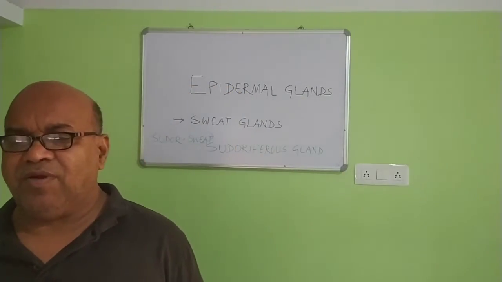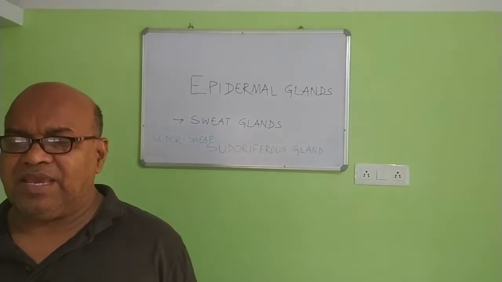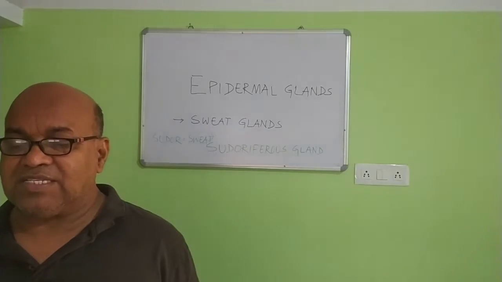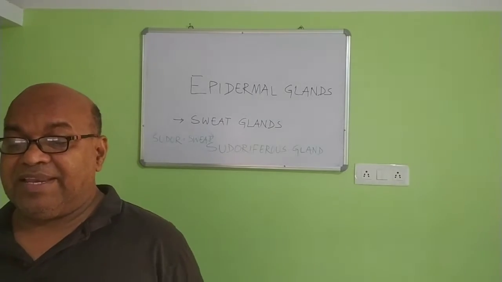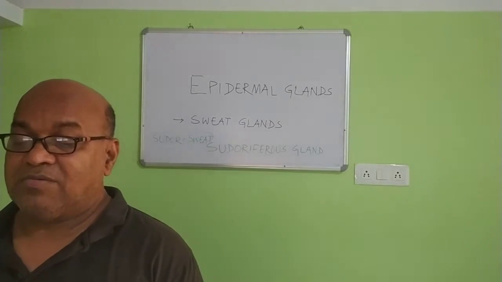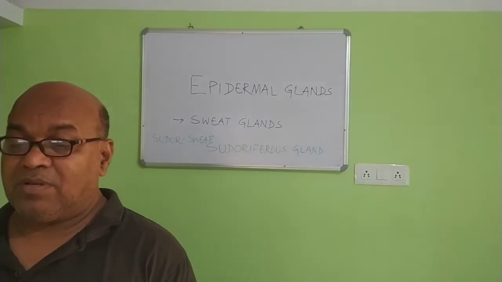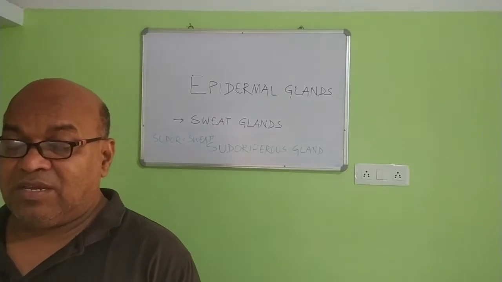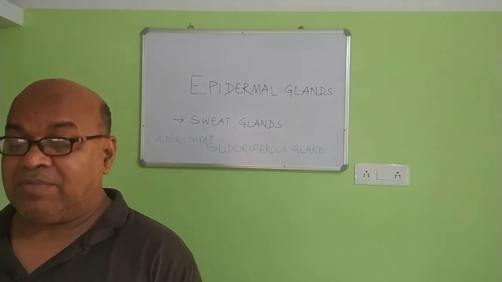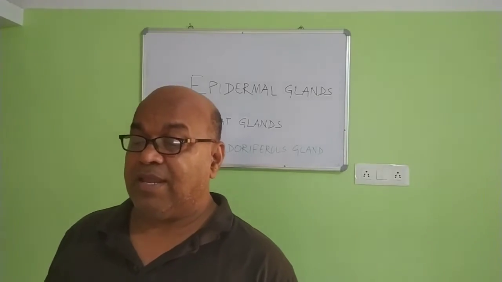Next, I will explain the sebaceous glands, S-E-B-A-C-E-O-U-S. Sebaceous glands generally secrete a grease-like substance called sebum, S-E-B-U-M. Due to the secretion of sebum, those glands are called sebaceous glands, which are also considered epidermal glands because they remain in the epidermis of vertebrate organisms. So, it is one epidermal derivative.